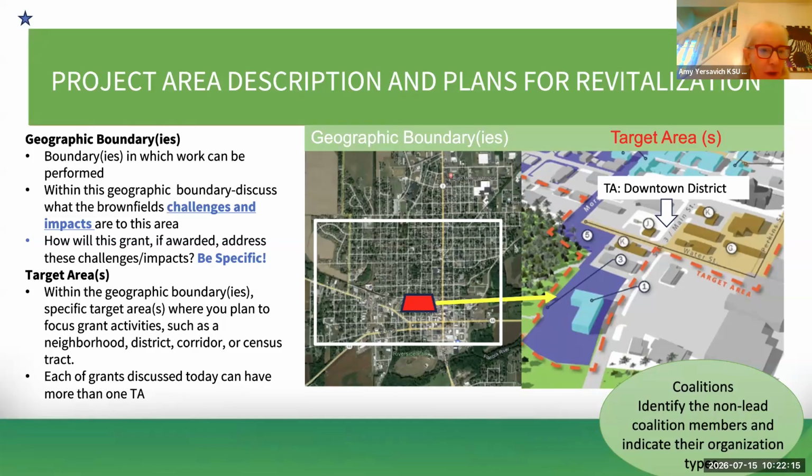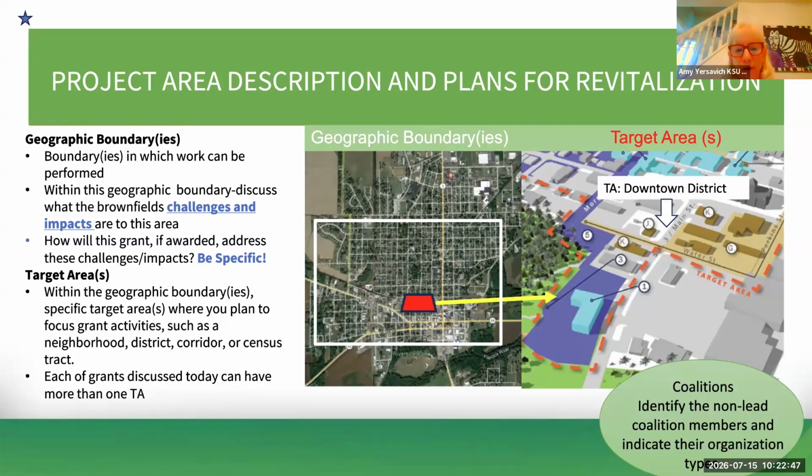It's a census tract. It can be a zip code, something of that nature. You're going to have a specific target area. And each of the grants that we're talking about today, the ones that will be available, RLF excluded, can have more than one TA. You don't want to get too many, and I'll talk a little bit about that tomorrow, to make it just too confusing and hard to write the grant.